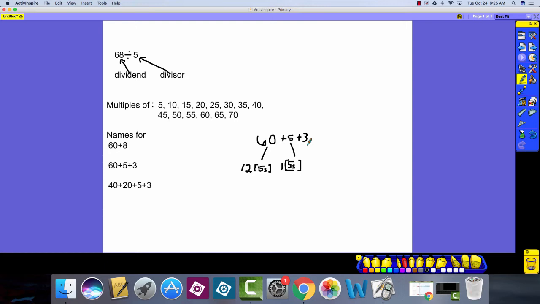So that's my remainder. So if I add up how many 5s go into my dividend, 68, well, 12 5s here plus 1 5, that's 13 5s. And then I still have my 3 left over, so I have a remainder of 3. So 68 divided by 5 yields a quotient of 13 remainder of 3.